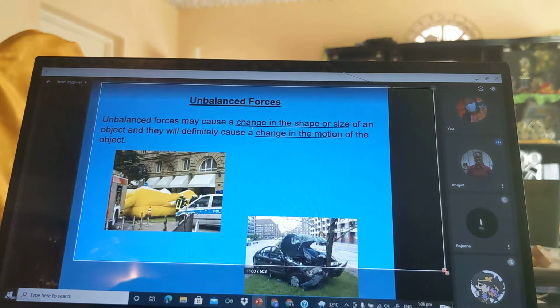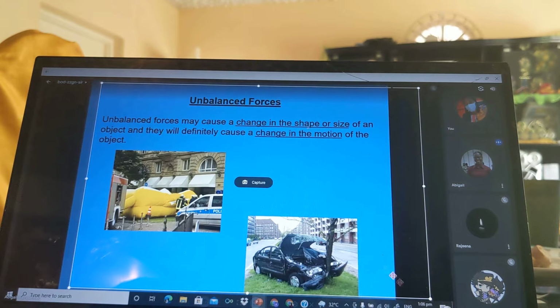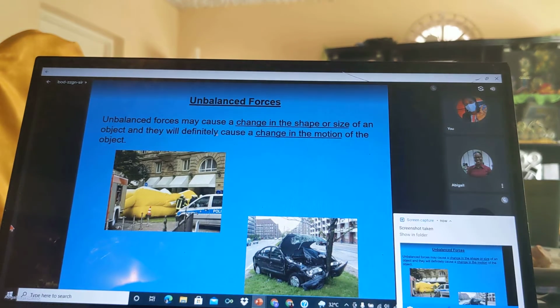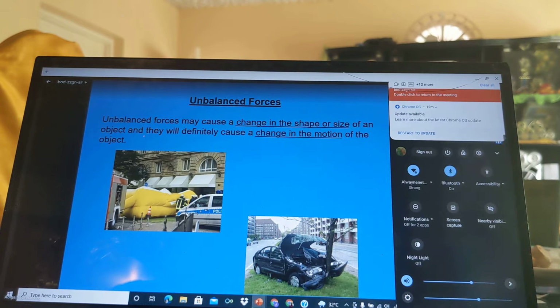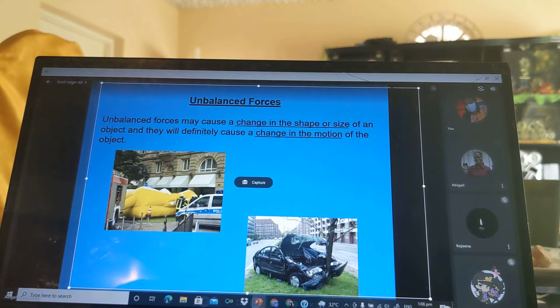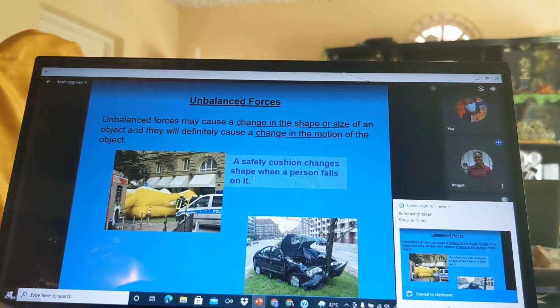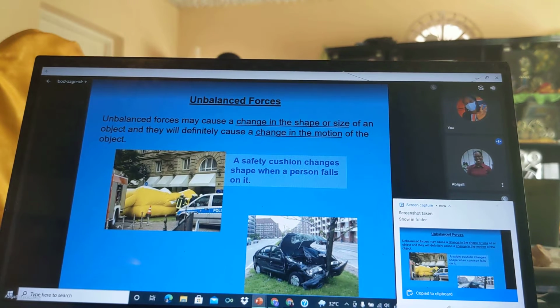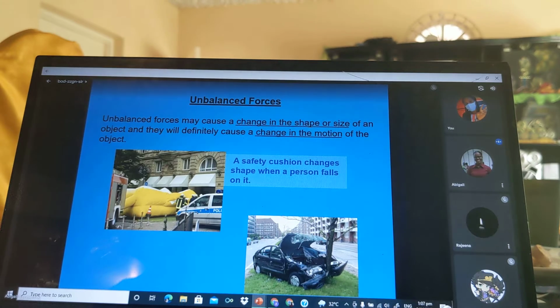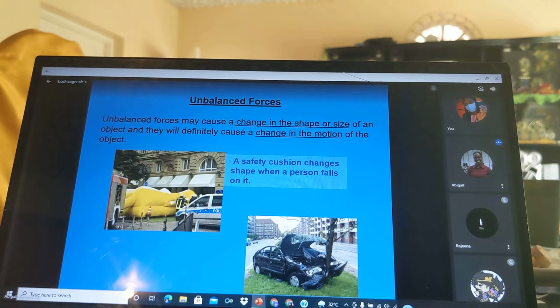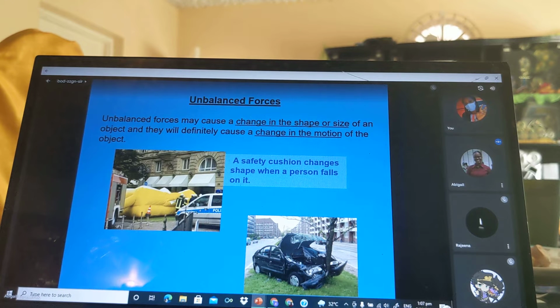Now an unbalanced force will cause a change in the shape or the size of an object, and it will definitely cause a change in the motion of the object. Right, so when they are unbalanced. For example, the cushion changes shape when a person falls on it, right? It causes its shape to change because the forces are not balancing out, right? So when you push it, it spreads out or changes shape.